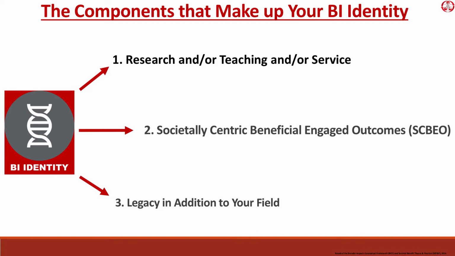There's three parts that make up your broader impacts identity. There's your research, your teaching, or your service, something that we call society-centric, beneficial, engaged outcomes, and a legacy in addition to your field. So what do you want people to remember you by? How is what you're doing fitting in with the mission of the university? Because the mission of the university also has a benefit function.